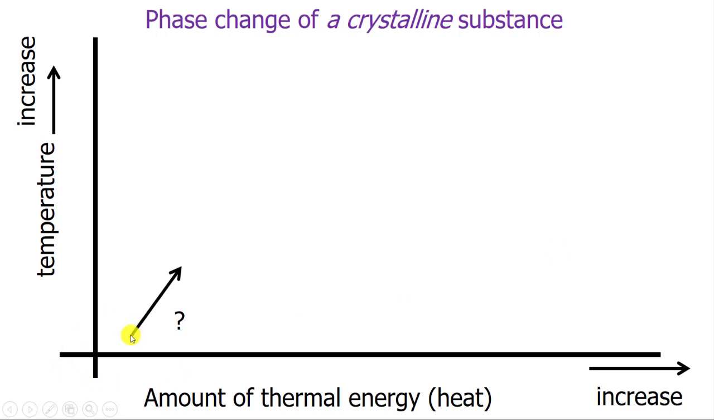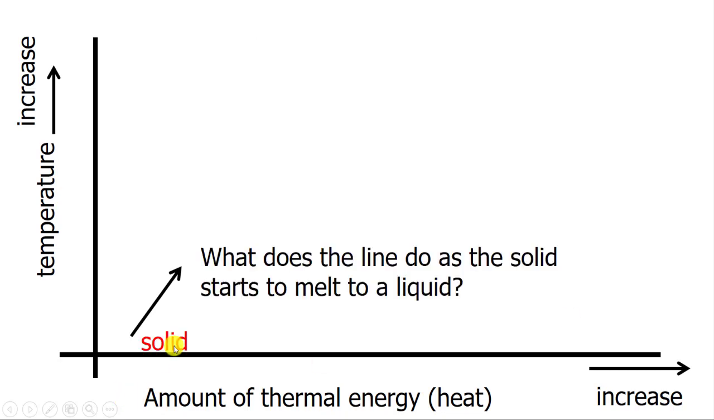And this part of the graph, this is when we're going from here to here. Notice it's a pretty steady increase. What is the phase at this point? It should be in the solid form. And then what does the line do? This line here, what will this line do as the solid starts to melt to a liquid?